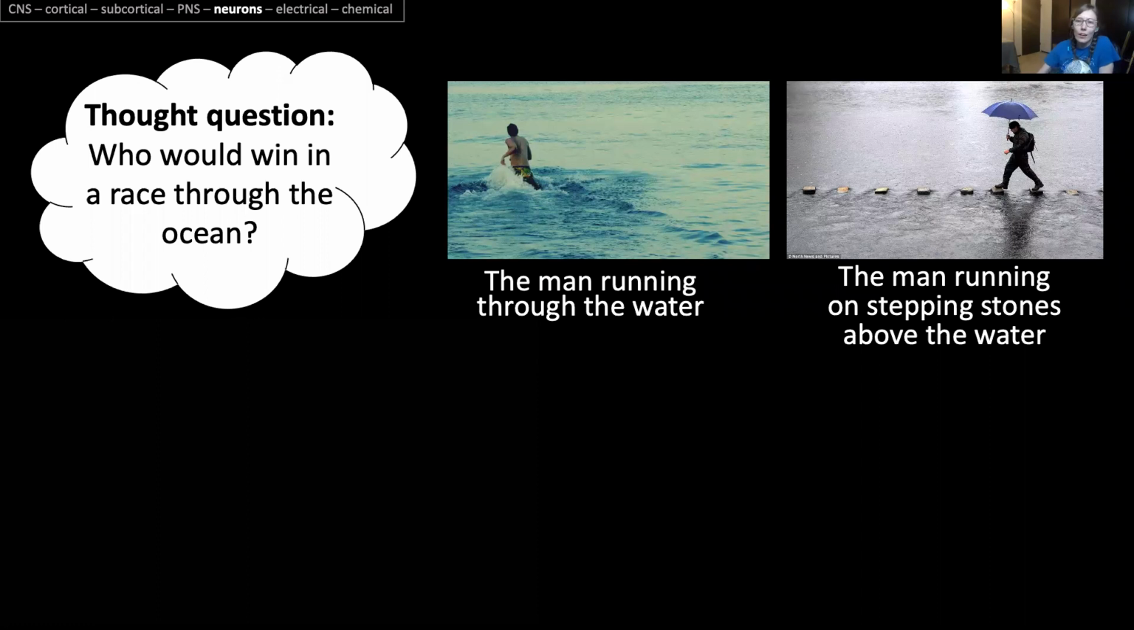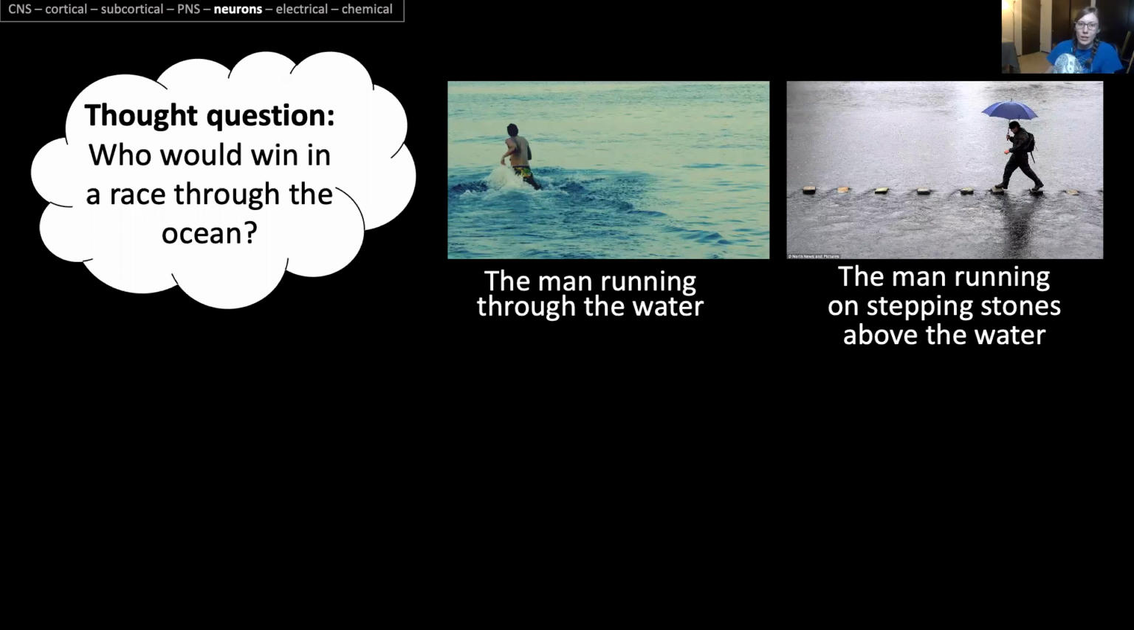Okay, thought question before we get into more communication. Who would win if you had a race through the ocean? Who would win and get to the other side quicker? Is it the man who is running through the water? Or is it the man who is running on stepping stones above the water? Think about that and tell me your answer in a second, but I'm going to give you one other question to respond to.